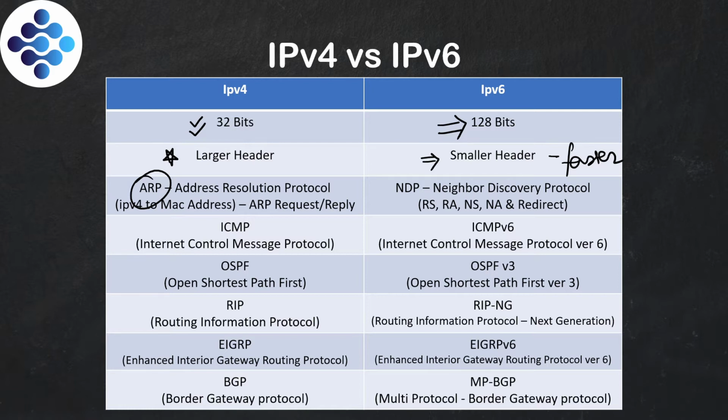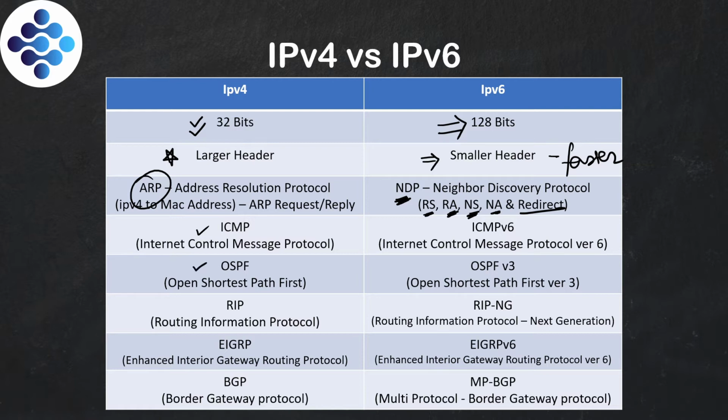While in case of IPv6, it is Neighbor Discovery Protocol, and this is similar to ARP, and it has got router solicitation, router acknowledgement, neighbor solicitation, neighbor acknowledgement, and redirect. These are the processes. Rest of them is quite easy. ICMP is ICMP version 6. So the rest are all routing protocols.